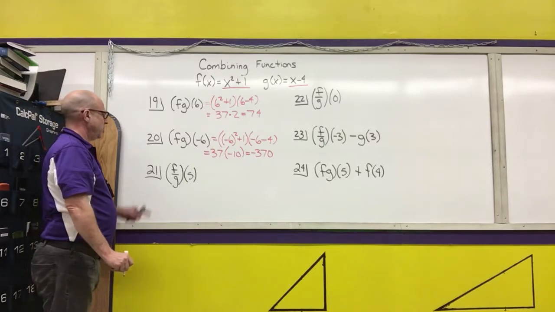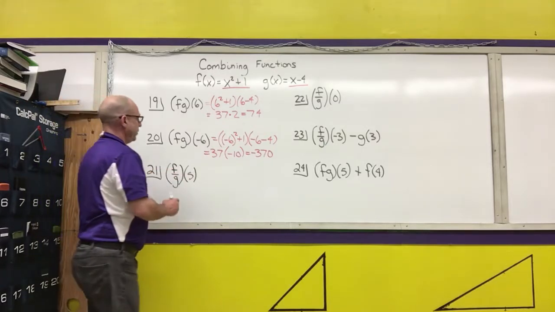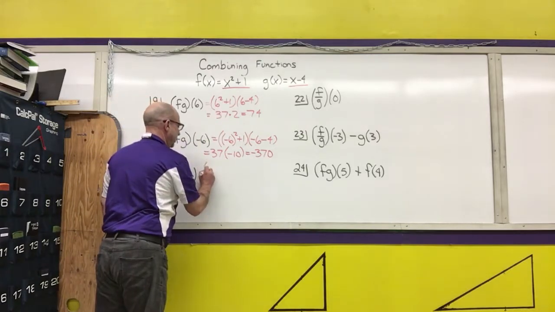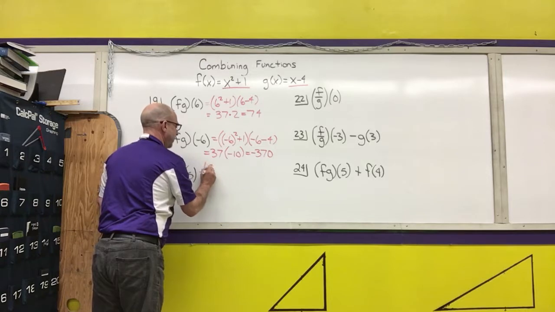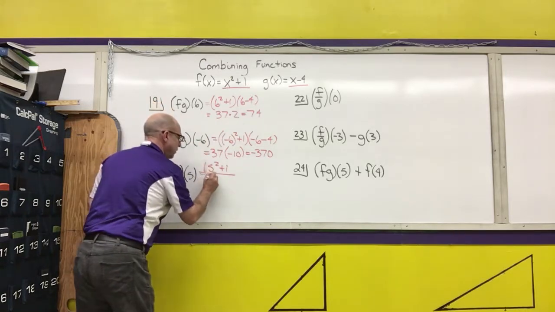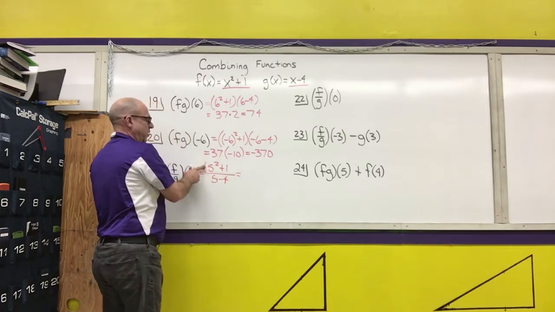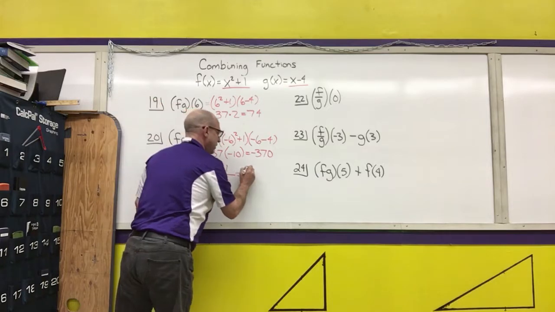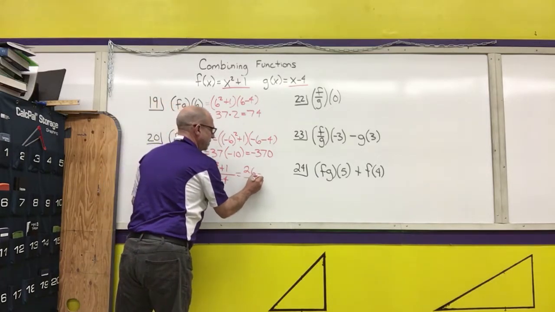Next example is a quotient, where I want to evaluate the quotient when x equals 5. So I replace the x in the numerator with 5. So I get 5 squared plus 1 over 5 minus 4. 5 squared is 25 plus 1 is 26. 5 minus 4 is 1. 26 over 1 is just 26.